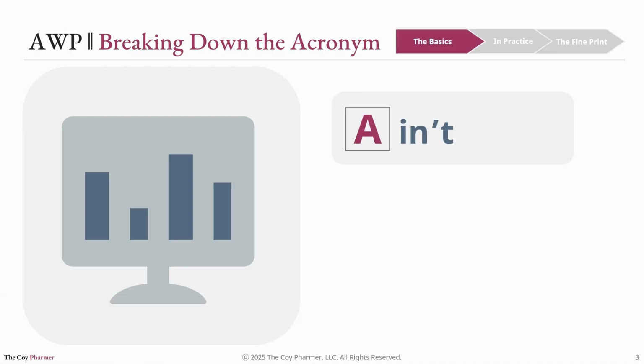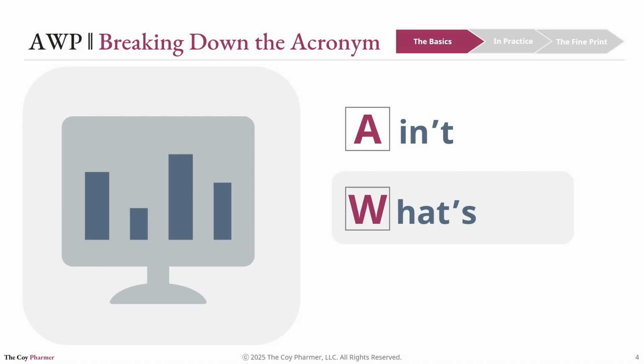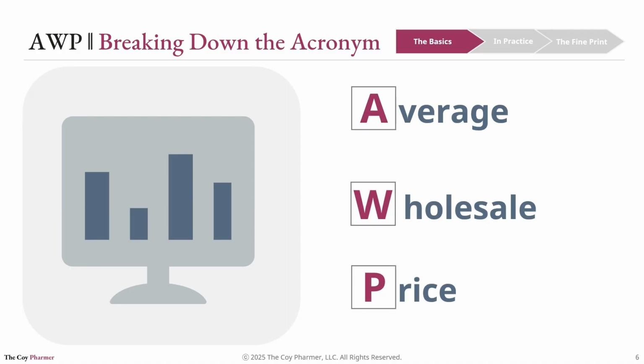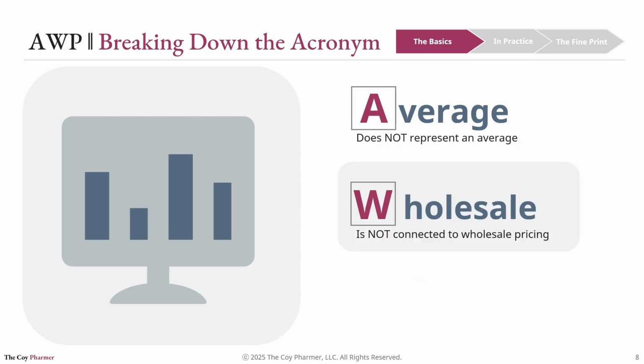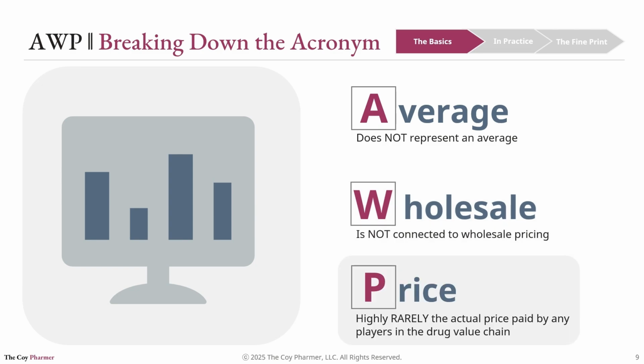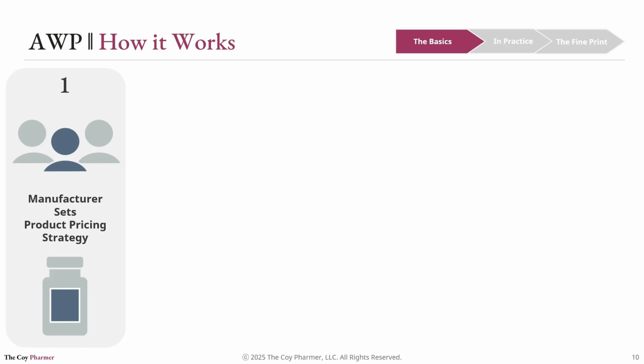So a lot of folks in the industry like to joke that AWP stands for "ain't what's paid." And honestly, they're not that far off. It actually stands for average wholesale price. But it doesn't necessarily represent an average. It's not connected to wholesale pricing, especially for generics. And it's highly rarely the actual price paid by any player in the value chain. So let's talk about how AWP gets set.